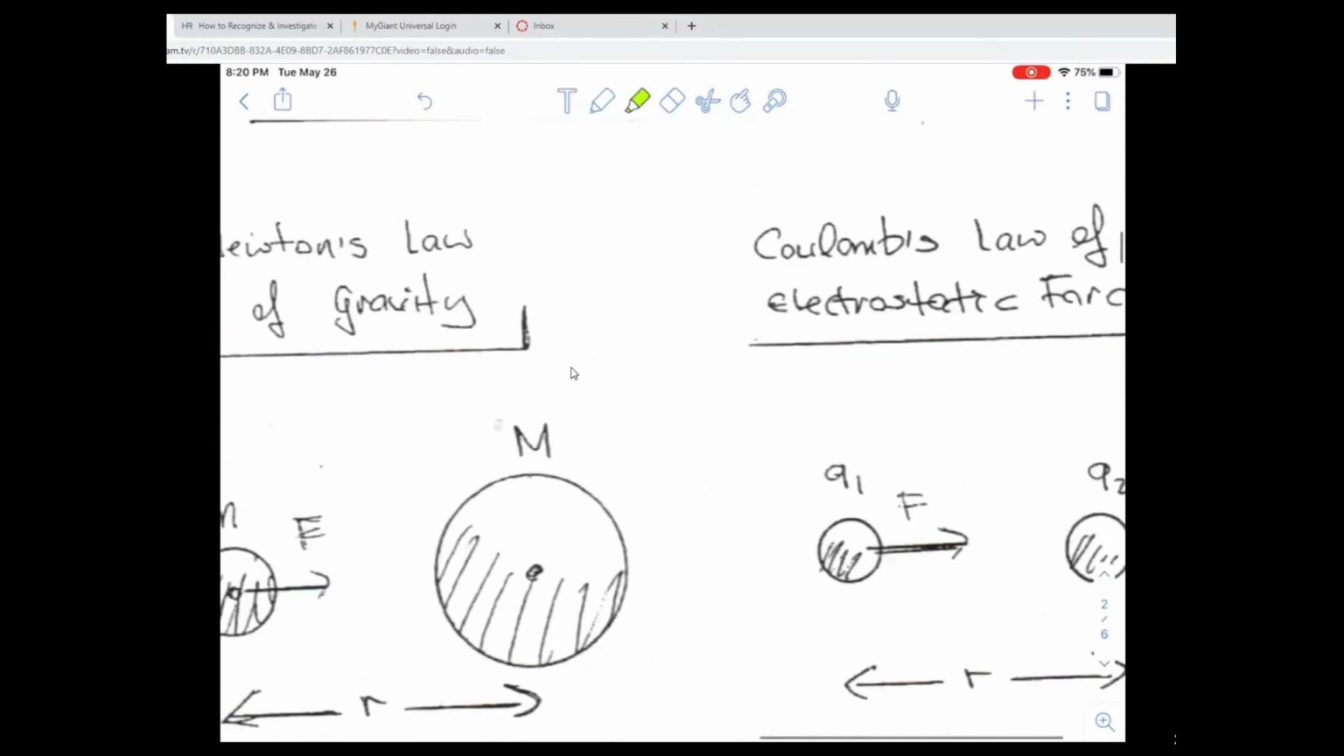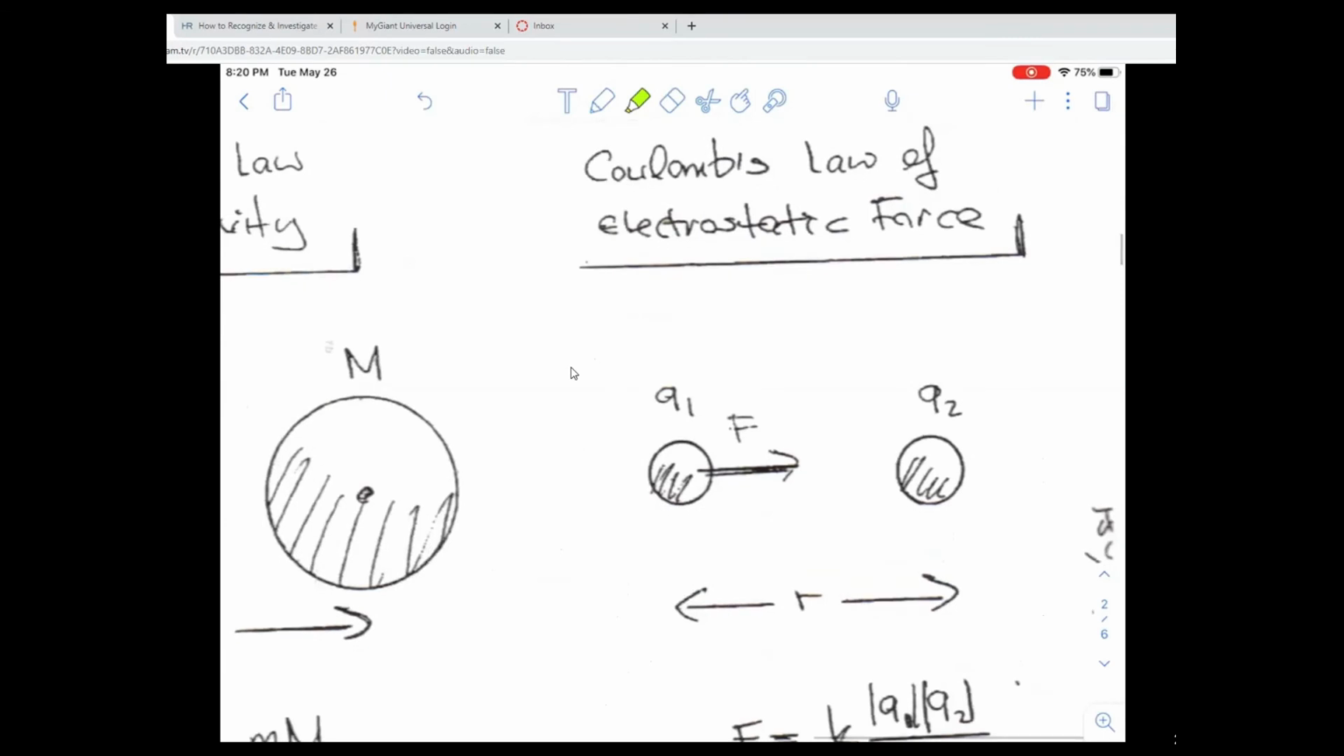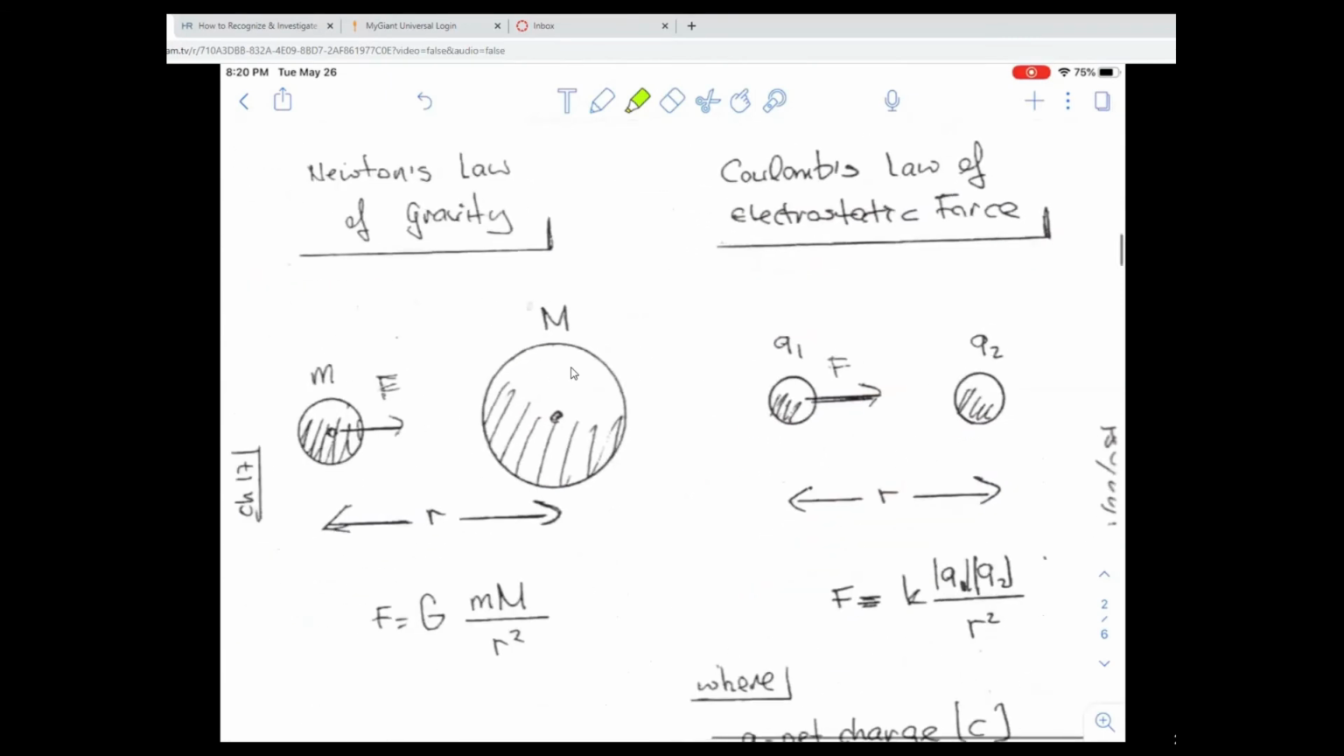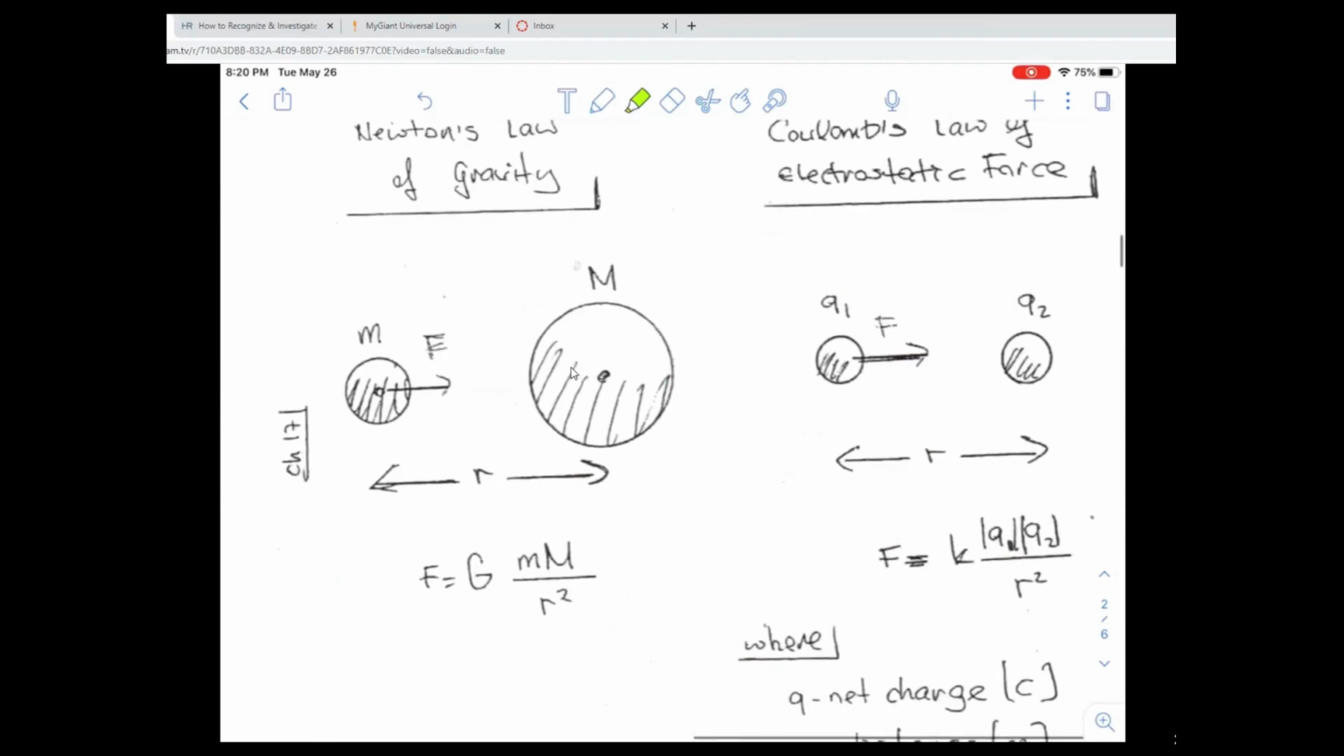I'm just going to set up the concept regarding this. All right, so Coulomb's law of the electrostatic force. This concept is very similar to the law of gravity that Newton came up with. So let's just go over the law of gravity, the stuff that you guys are used to from physics 1.